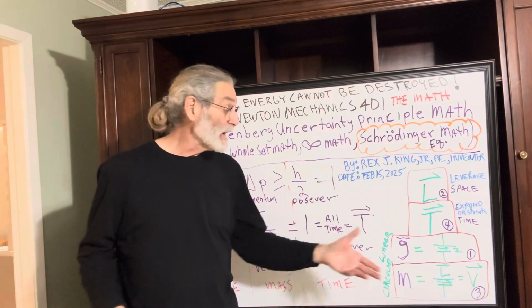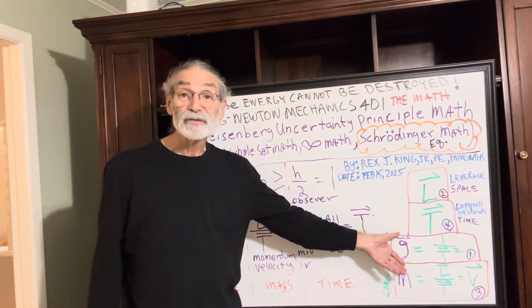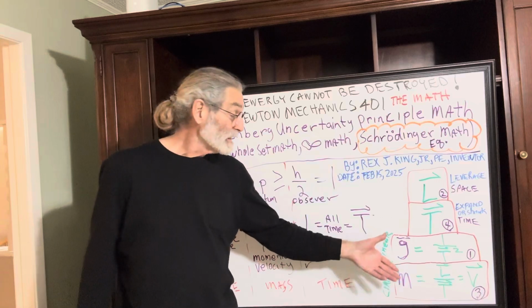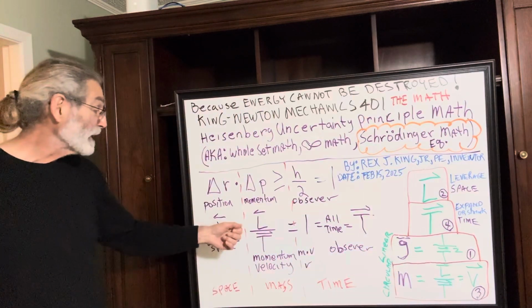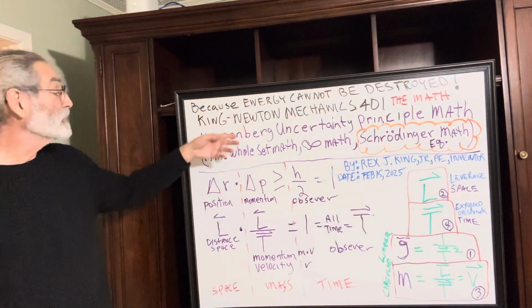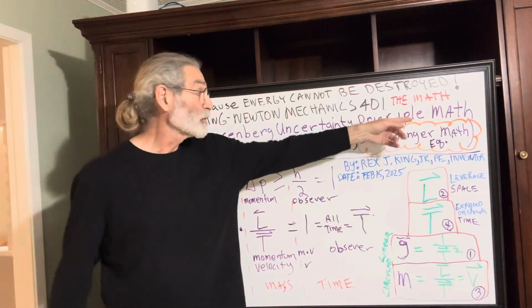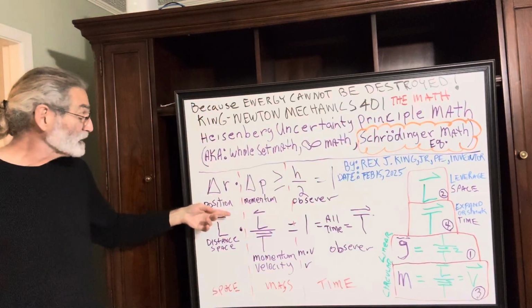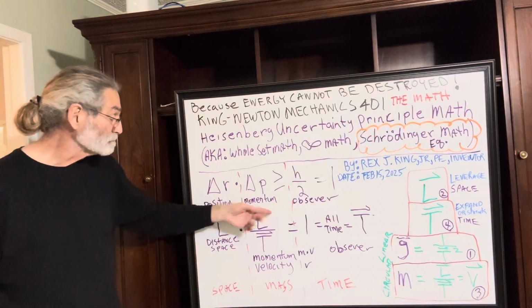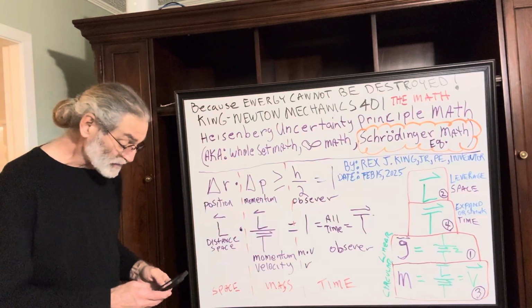And I'm proving that by being able to derive these equations from Newtonian mechanics, the exact same equations that are the Heisenberg uncertainty principle math. Here it is: position, momentum. That's the equation.